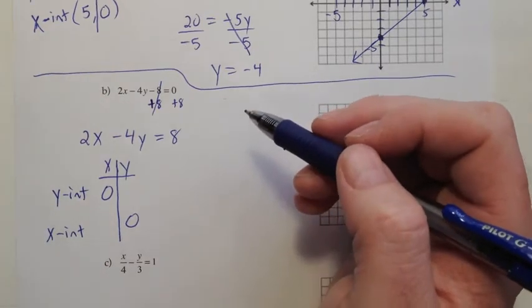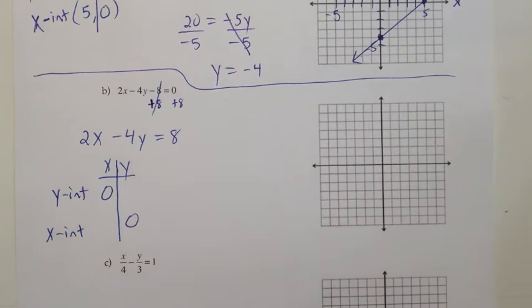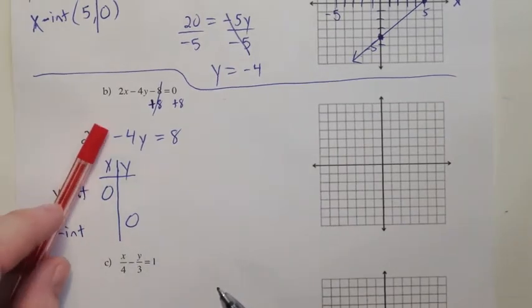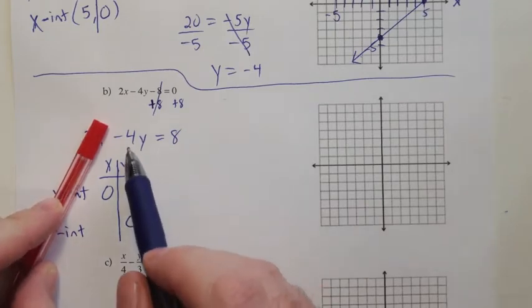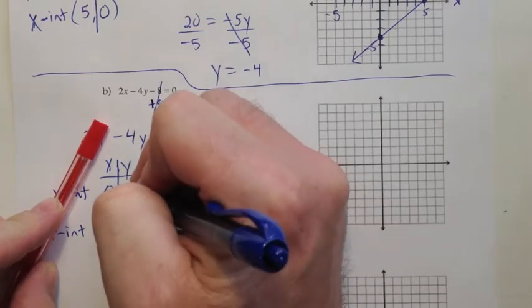So you're losing some freedom, but the thing that they're forcing you to use, or I'm forcing you to use if you want, happens to be the easiest numbers to plug in. If you want to plug a 0 in for x, that just wipes out your x term. So you'd have negative 4y equals 8, divide both sides by negative 4, 8 divided by negative 4 is negative 2.